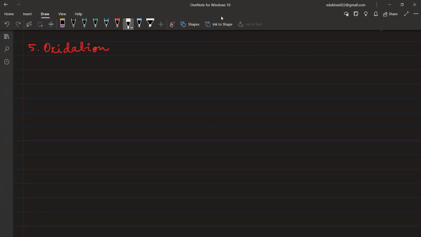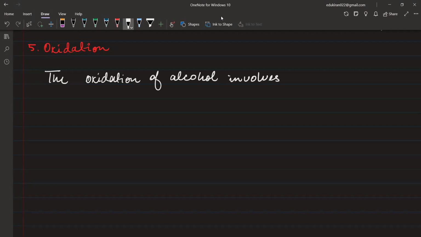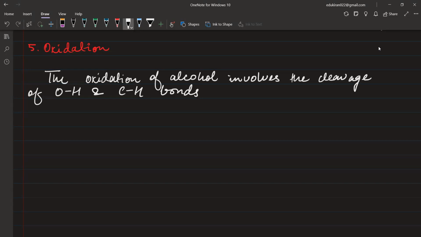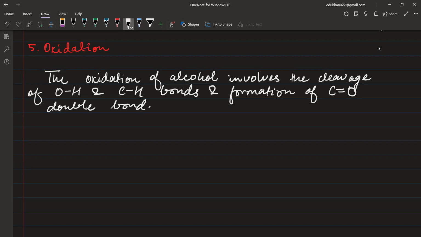Okay, right next, the oxidation of alcohol involves the cleavage of OH and CH bonds and formation of C double bond O.